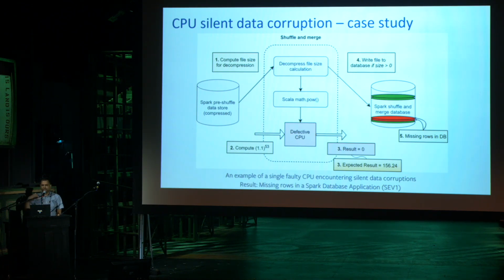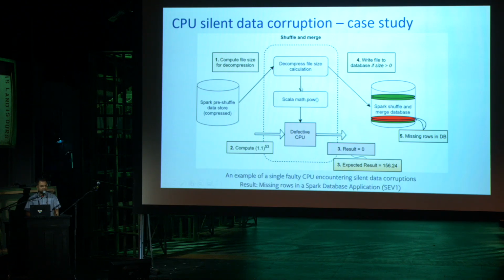So here we are doing a map reduce type of operation, and we are trying to do a decompression of files, and we are in the reduce stage, shuffle and merge stage rather. What we have here is a bunch of files which are compressed within a Spark database. So what we're trying to do here is compute file size for decompression. This is an Apache Spark architecture, so we are using Scala for the computations.